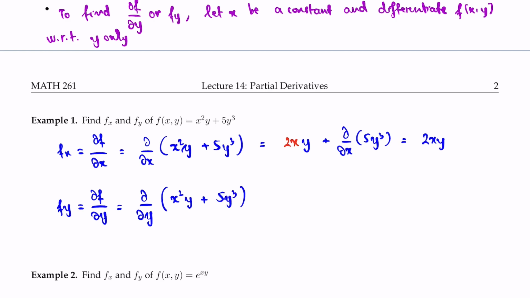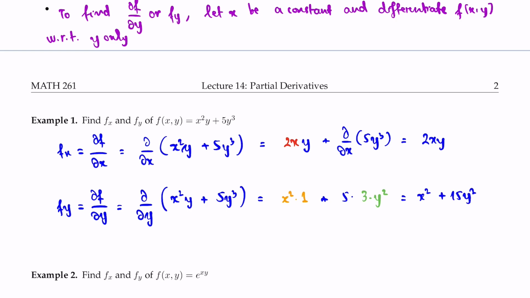You need to take the derivative with respect to y for this particular function. So the derivative of y is 1, so you have x squared times 1, plus the derivative of 5y cubed. That is 5 times the derivative of y cubed, which is 3y squared, right? Because the derivative of y cubed is 3y squared. And you simplify the answer and you get x squared plus 15y squared.